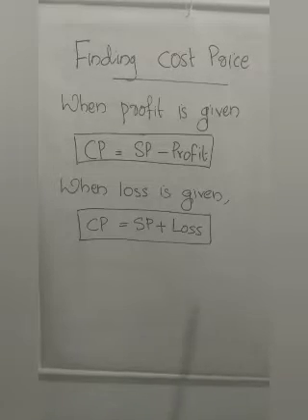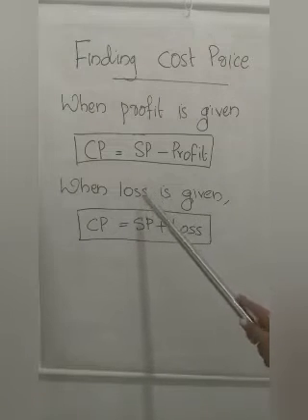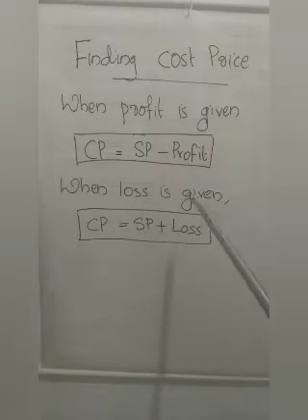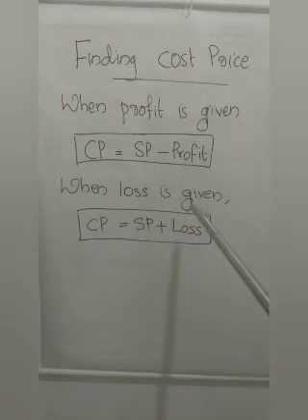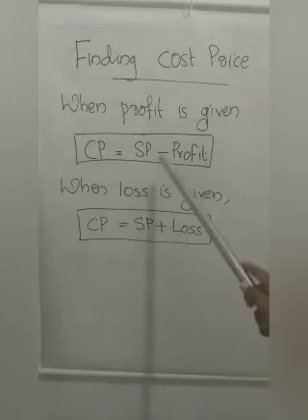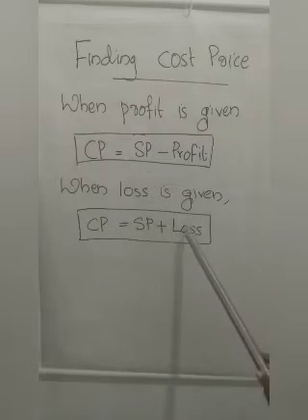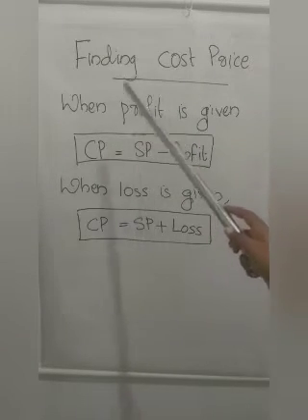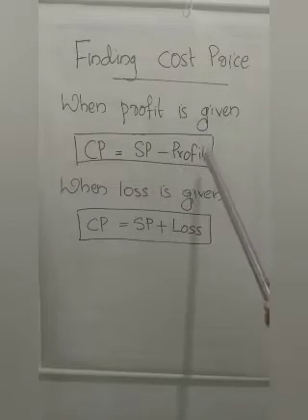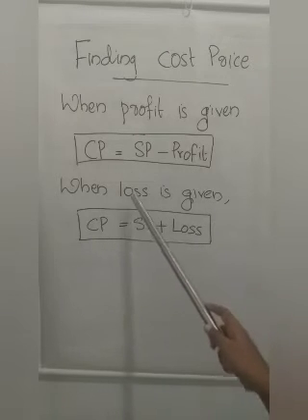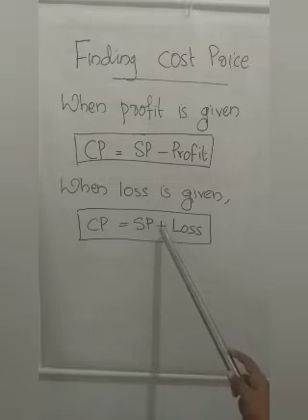Can we find cost price when profit or loss is given? In the previous class we discussed how to find selling price. Now we are going to discuss how we can find cost price. Here, selling price is given and either profit or loss is given. When profit is given, we find cost price by selling price minus profit. And when loss is given, we find the cost price by adding selling price with loss.